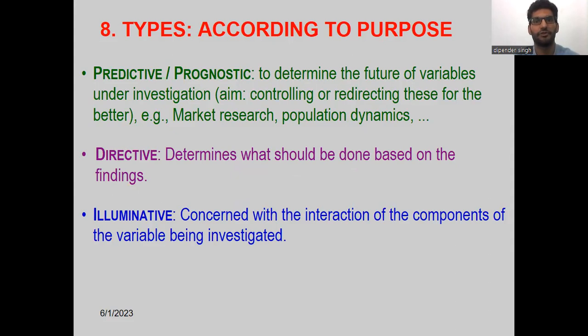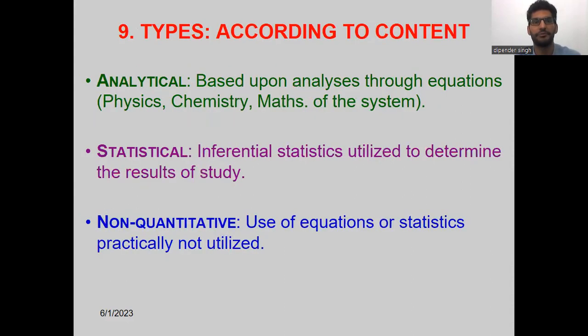Then there is a type of research according to purpose. Predictive or prognostic, to determine the future of variables under investigation. Its aim is controlling or redirecting these sorts of variables. Examples are market research and population dynamics. Directed: determine what should be done based on the findings. Eliminative: concerned with the interaction of the components of the variable being investigated.